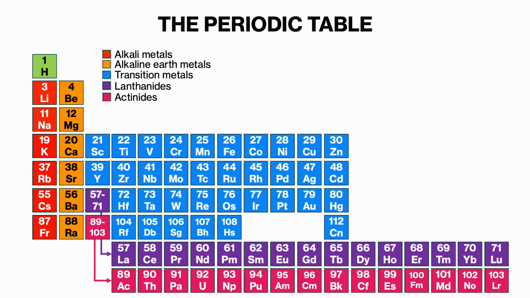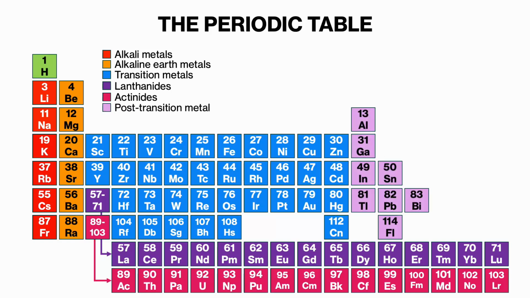Then the actinides come, which make up the second horizontal strip at the foot of the table, named after their first element, actinium. They are all highly radioactive and include the main sources of nuclear fuel.